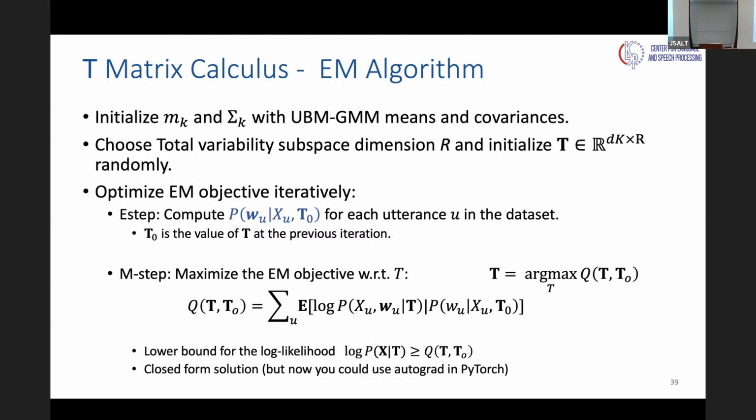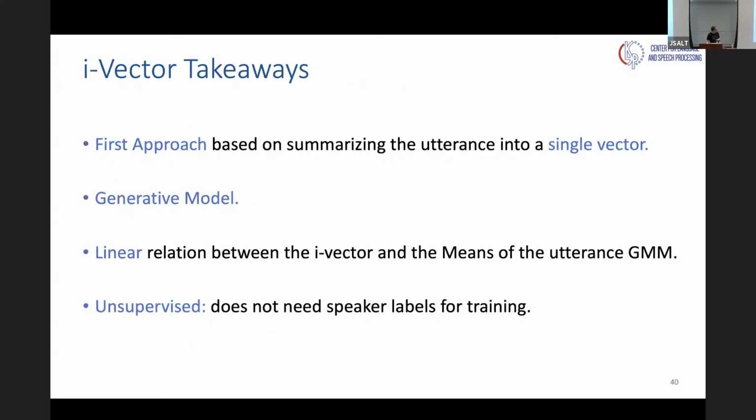It's basically the logarithm of the likelihood of the data given the T matrix, given the posteriors that we calculated in the E step. And we just maximize this, and this has a closed form solution. But now you could just write the Q formula in PyTorch, and it will calculate the derivatives for you, and you can iterate using gradient descent. But this has a closed form solution, so I'm not going to go much into this.